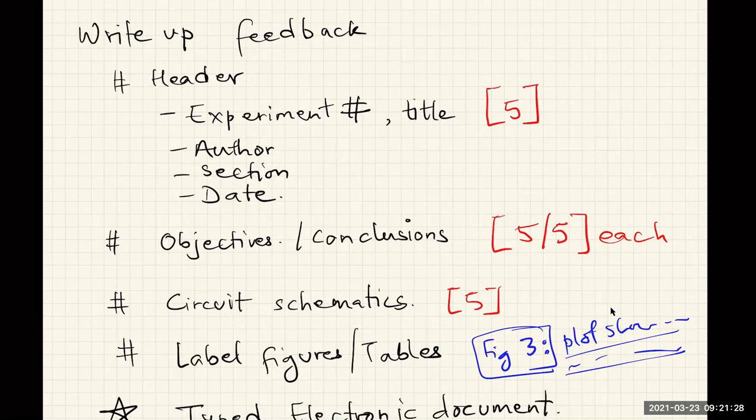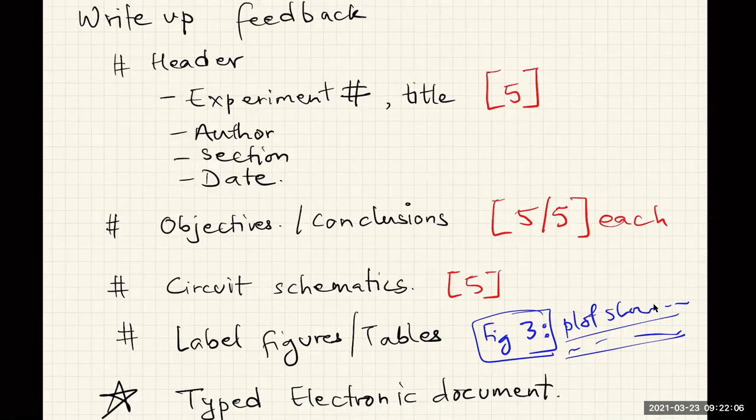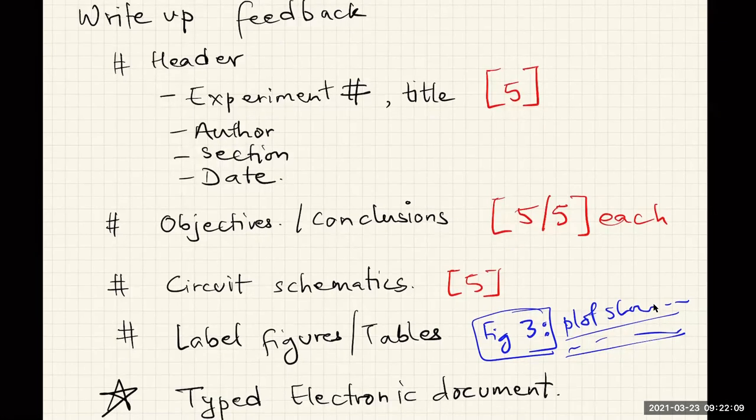If you have three tasks that you need schematics for, then you have a total of 45 points right here, plus this 5 points, you've got a total of 50 points for free, for just writing the objectives and conclusions and including the schematics and headers. This is not meant to penalize you, but rather to offer you free points so that you get a better grade on your write-ups. So make sure that you're including these elements of the write-up and get the points that you deserve.